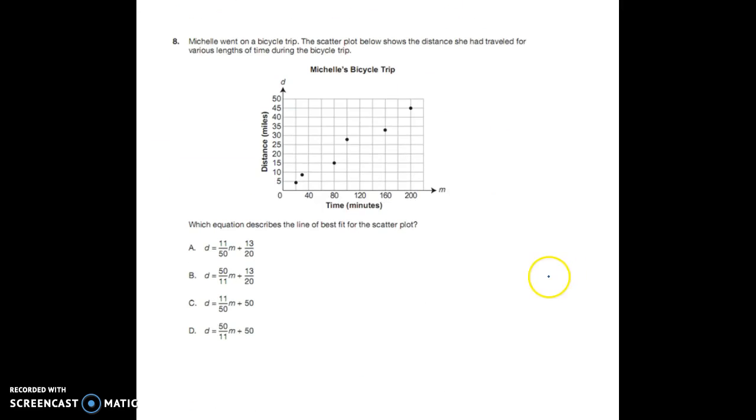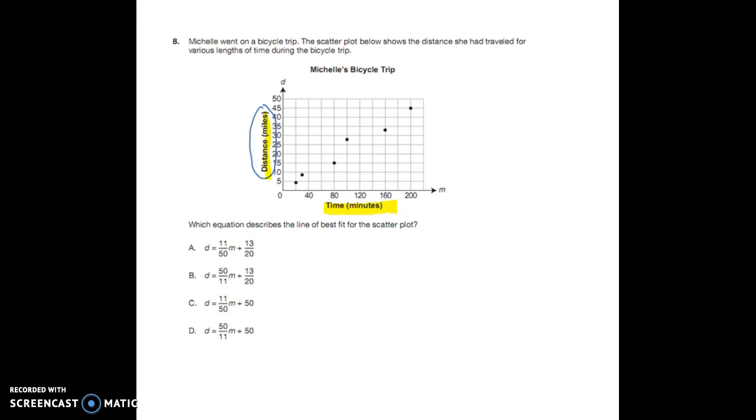For the next one, Michelle went on a bicycle trip. The scatter plot below shows the distance she had traveled for various lengths of time during the bicycle trip. So we see the distance in miles is our y, over here, and the time in minutes is our x value. Okay, so she's biking, she's got time, she's got distance, and they want us to figure out which equation describes the line of best fit for the scatter plot.